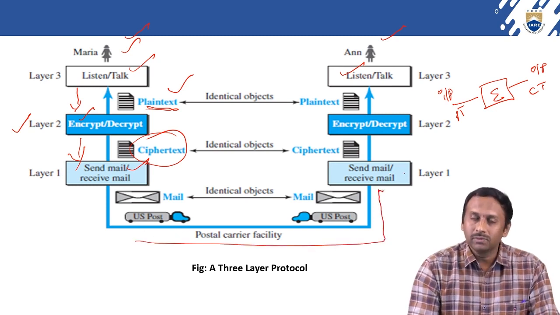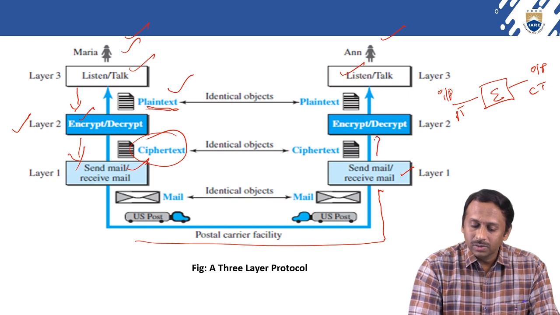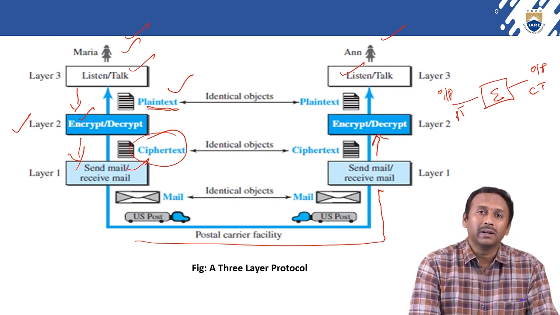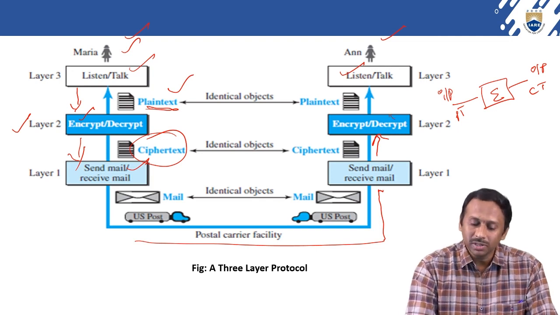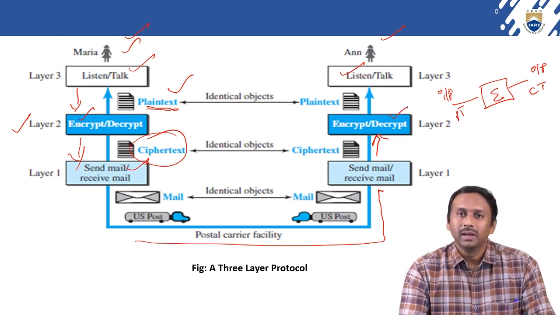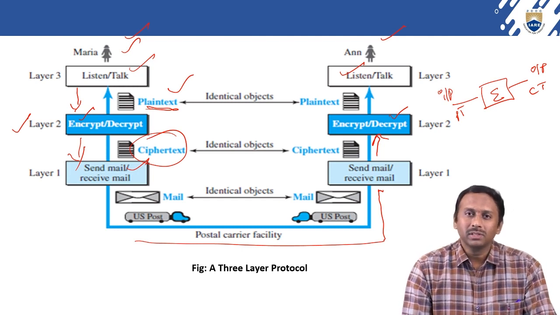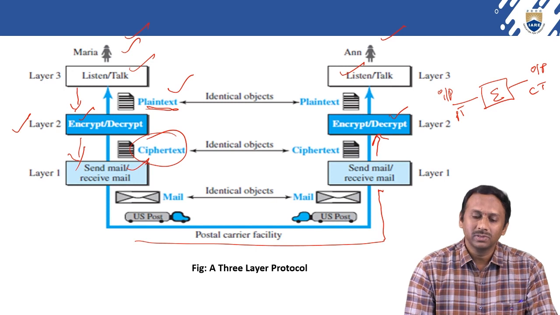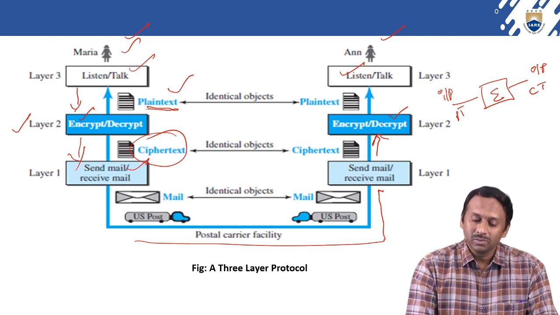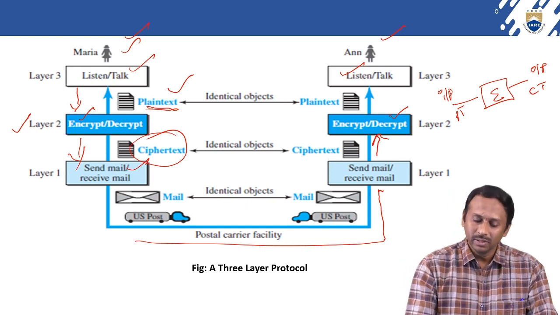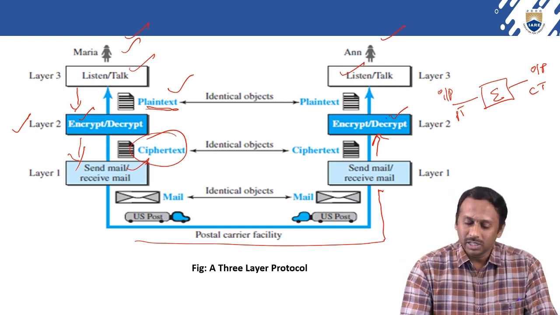Now Anne's system receives this mail, and after receiving, it comes to layer 2. It is already encrypted, so Anne performs the decryption using a key. I will tell you what a key is, and we will discuss everything in later sessions. Just try to remember the terms encryption and decryption, and now it is going to perform the decryption.